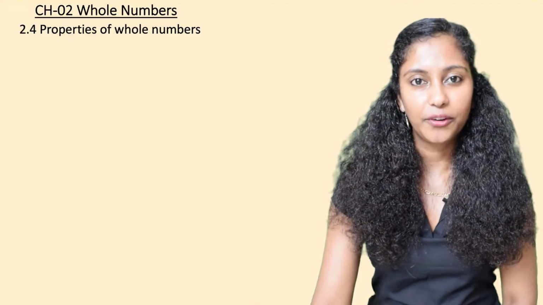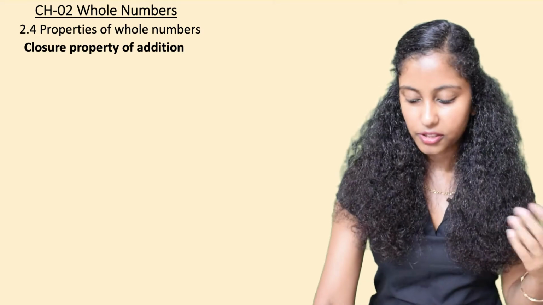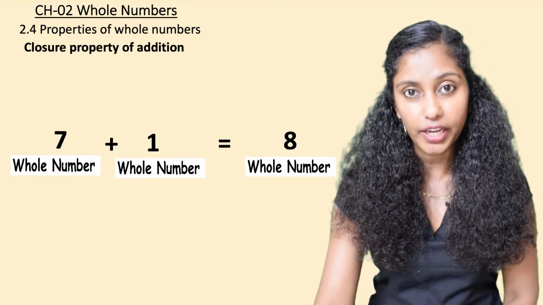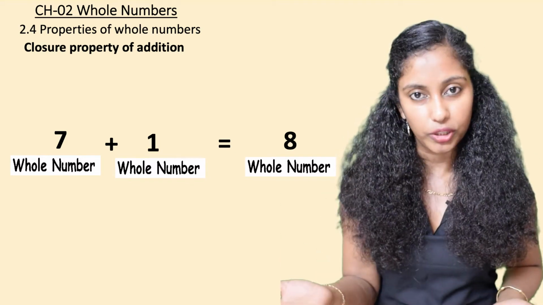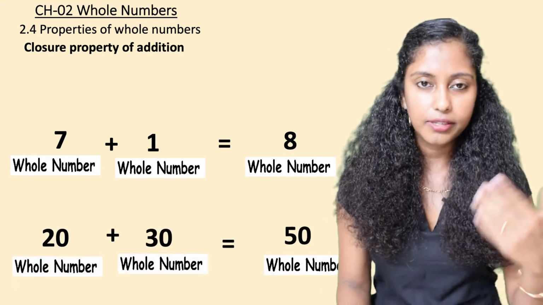Very firstly, we are going to see the closure property of addition. So here we see a few examples. Here we see 7 plus 1 is equal to 8. So we see 7 and 1 both are whole numbers. When we add both of them, we get again a whole number. Let us see one more example.